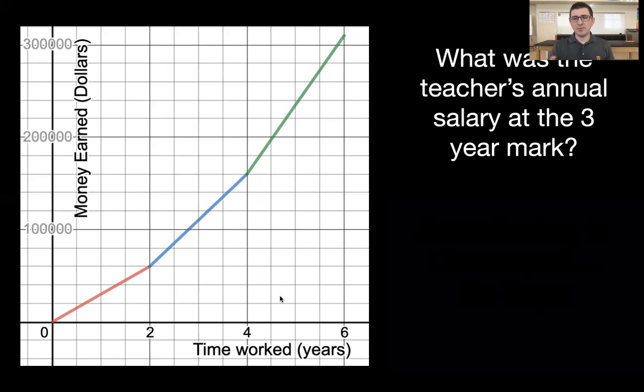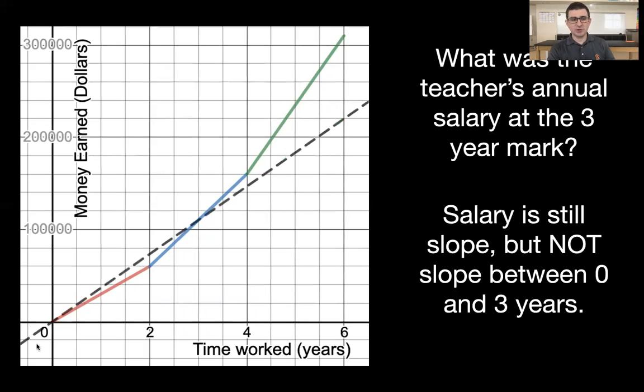Now, here's where a lot of people mess up. To calculate the slope of the blue section, you would not take the value at 3 years and connect it to 0, 0. What that would do is give you the average salary between 0 years and 3 years. But we don't want the average salary between 0 and 3. We want the salary at 3 years. We want to know how big the raise was, what is their new salary now.